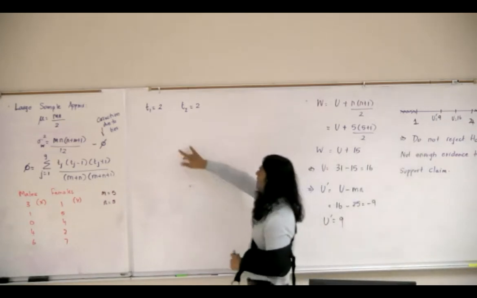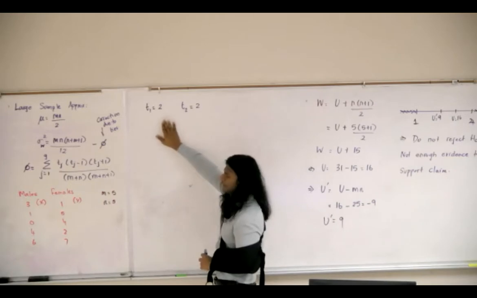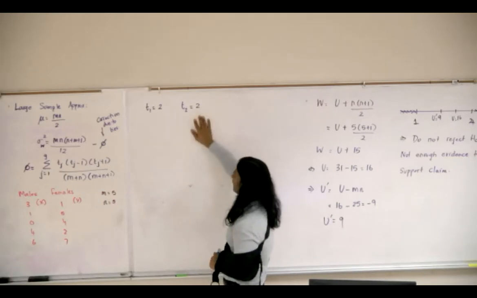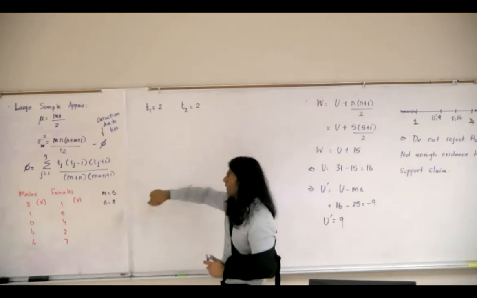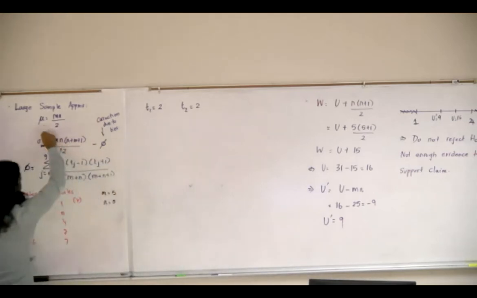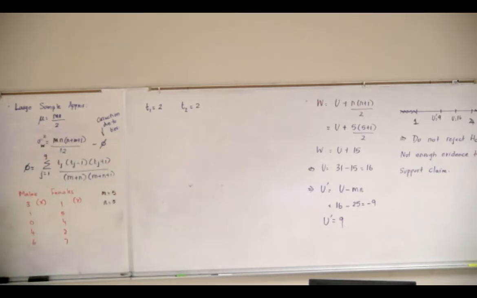So what I have to do is take T1 equals 2, T2 equals 2, plug it in the variance for W. But keep in mind, the mu that we used last time was for U or U prime. So the mu right here, that formula is for U or U prime. For W, it was n times (n plus 1) divided by 2. So here is the nice thing about Wilcoxon rank.